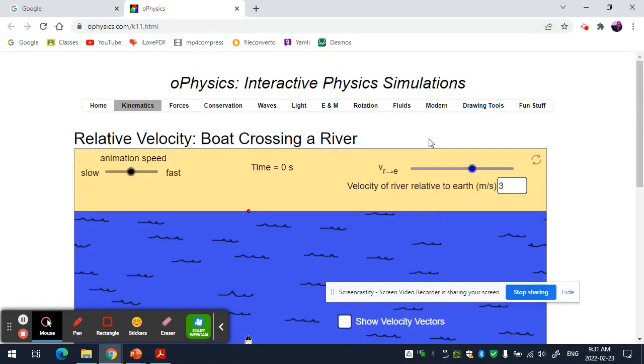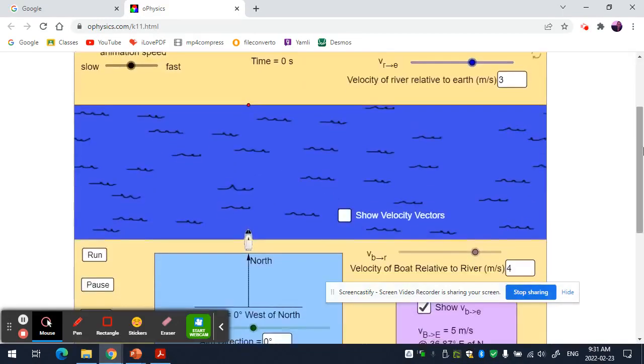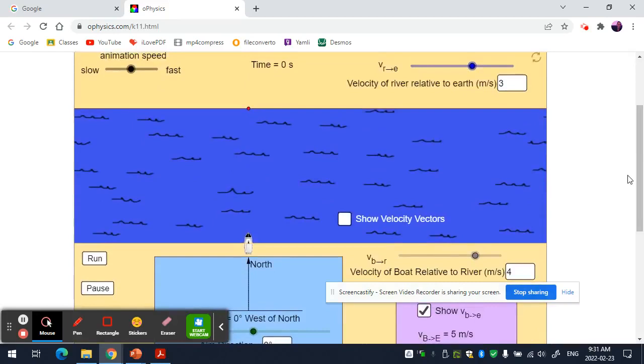I want you to play a little bit with this animation when you go home at any point. Okay, what do we have here? This is the velocity of what? Velocity of the what? According to who? What does Earth mean? The ground observer, right? Or the absolute one. Okay.